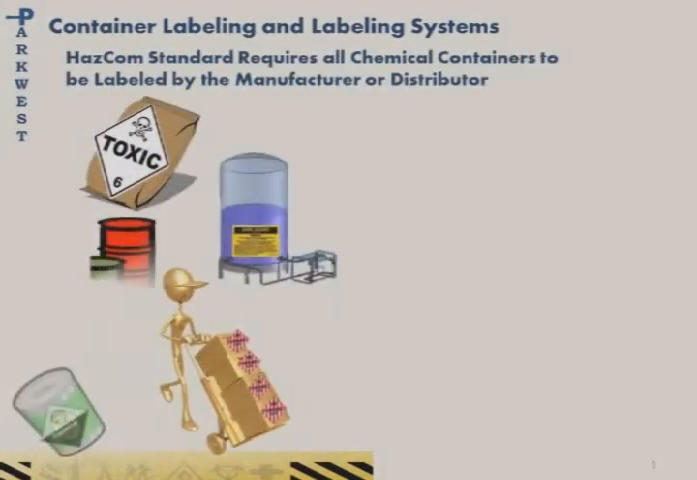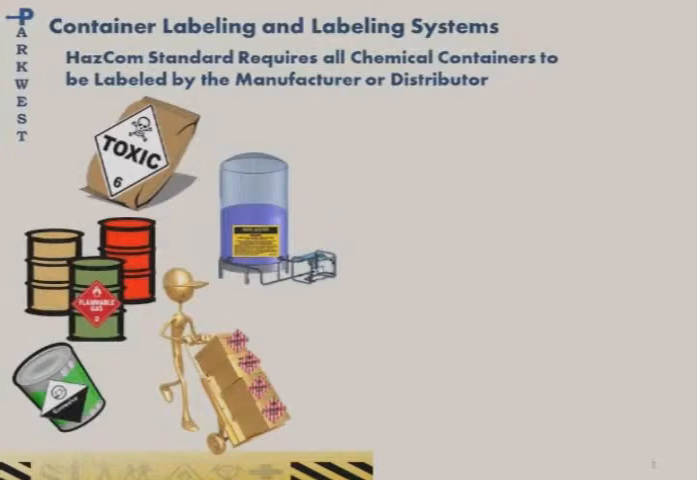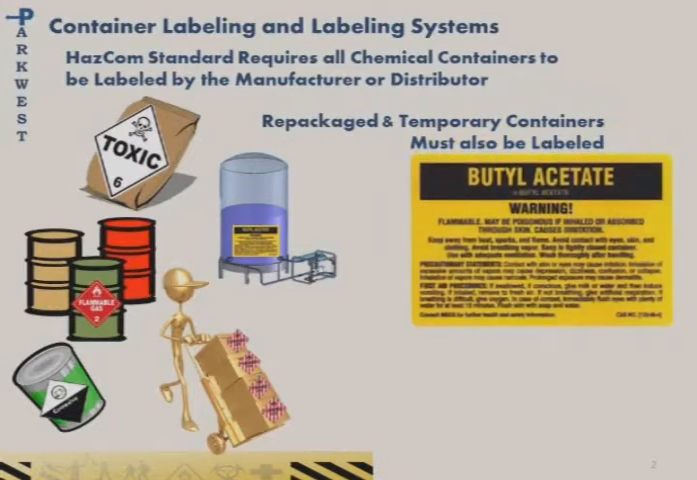The HazCom standard requires all chemical containers to be labeled by the manufacturer or distributor. Bags, barrels, boxes, cans, cylinders, drums, and storage tanks must all have labels. Chemicals that are repackaged or placed in temporary containers must also be labeled. Labels show the name of the chemical and contain information about the chemical hazards.